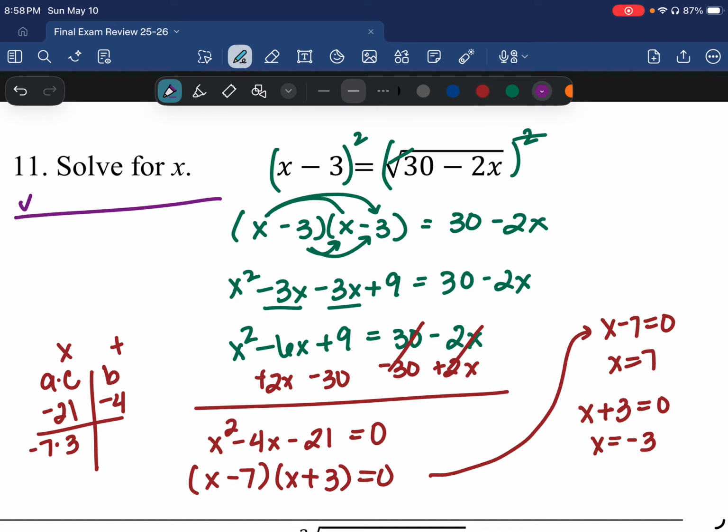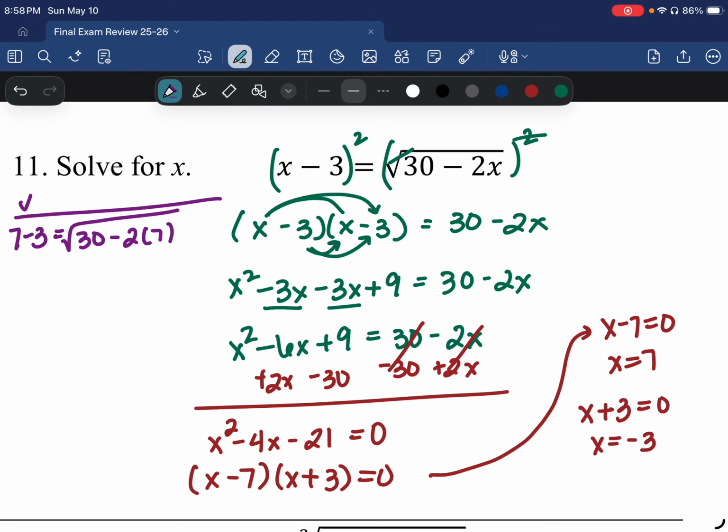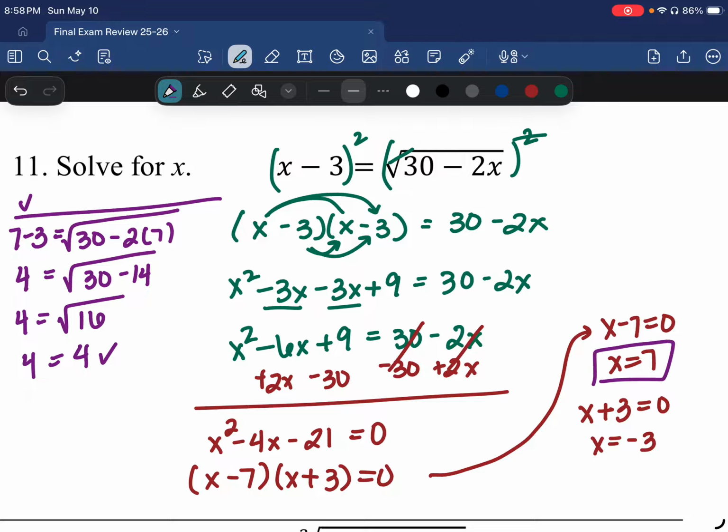So first we're going to plug in 7. So we have 7 minus 3 is equal to the square root of 30 minus 2 times 7. I'm going to erase my t-chart so I have more room to check. So we have 4 is equal to the square root of 30 minus 14. 7 times 2 is 14. And then let's see, 30 minus 14 is 16. And the square root of 16 is 4. So 4 does in fact equal 4. So 7 is a valid answer.